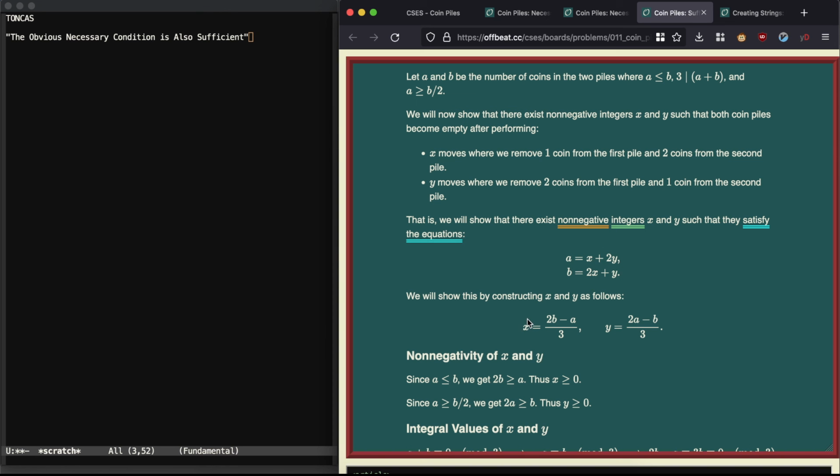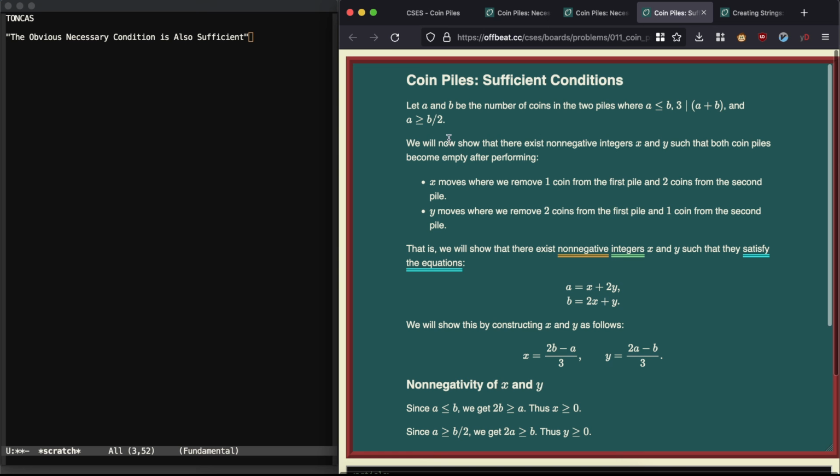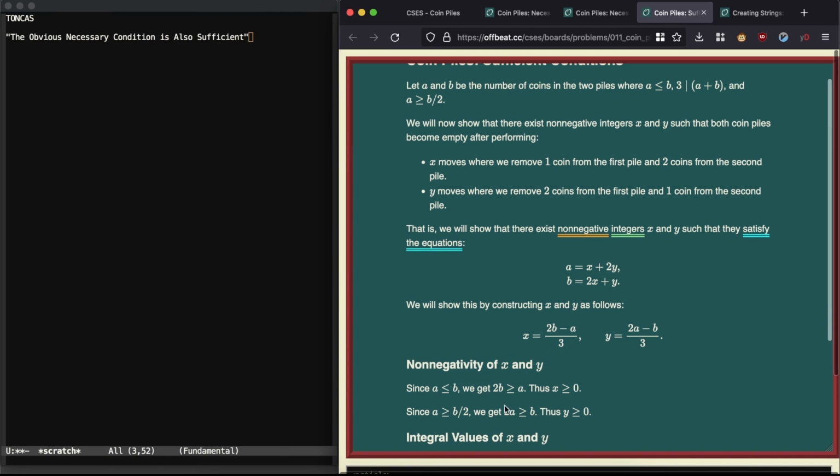So this is non-negative. We have not shown that this is an integer yet. Non-negative, okay, so we're making some progress there. Then since a is greater than or equal to b by 2, and this is one of the important conditions, we get 2a is greater than or equal to b, which means 2a minus b is greater than or equal to 0, which means this numerator is greater than or equal to 0, which means this is non-negative. Non-negative, real number. We have not yet shown it as an integer.